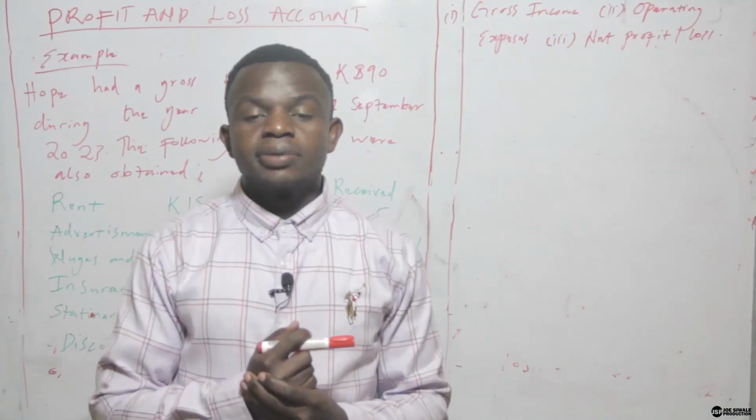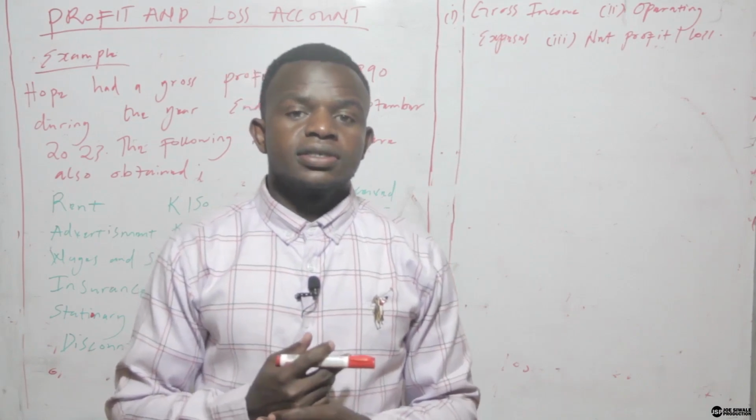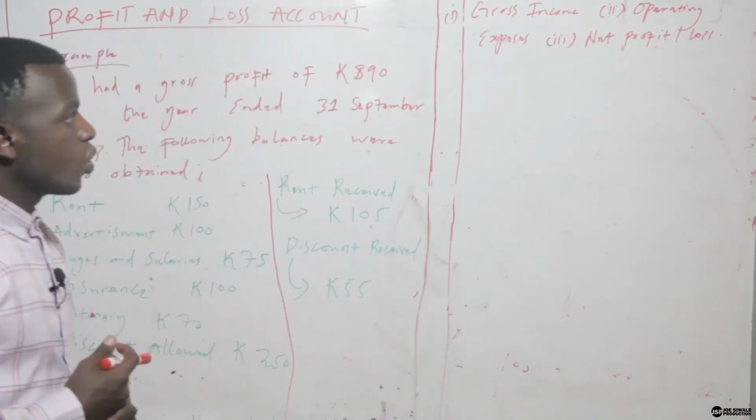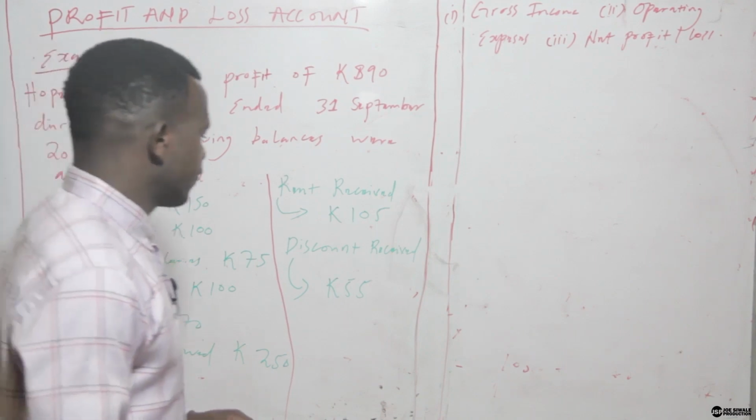Let us now look at this example that is going to help us calculate the gross income, the operating expenses, and also the net profit or loss. The example reads: Hope had a gross profit of 890 during the year ended 31st September 2023. The following balances were also obtained: rent amounting to 150, advertisement amounting to 100, wages and salaries amounting to 75, insurance amounting to 100, stationery amounting to 70, discount allowed amounting to 250, rent received amounting to 105, discount received amounting to 55.